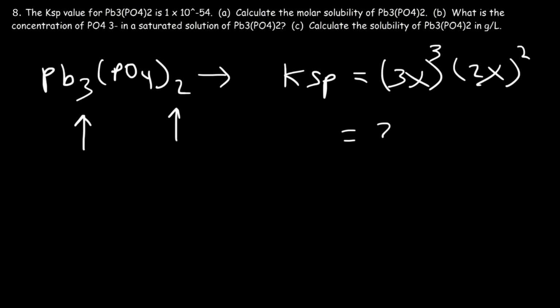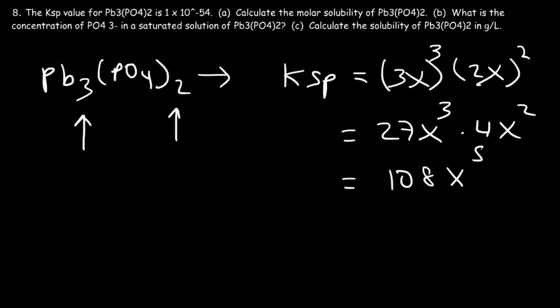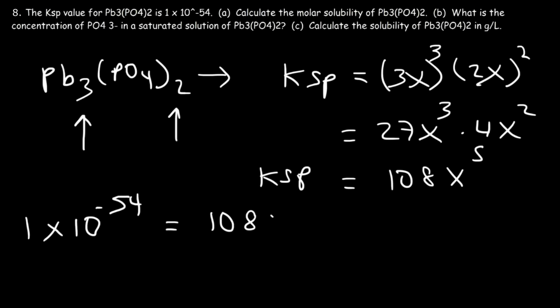3 to the third is 27. And 2 squared is 4. 27 times 4 is 108. So KSP is equal to 108 times x to the fifth power. So let's replace KSP with 1 times 10 to the negative 54. And so let's start by dividing both sides by 108.